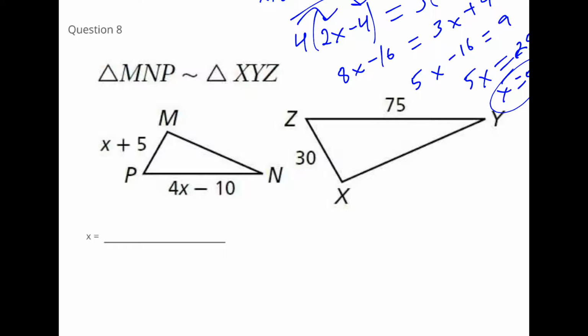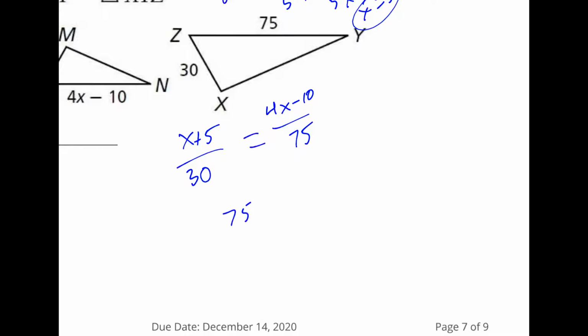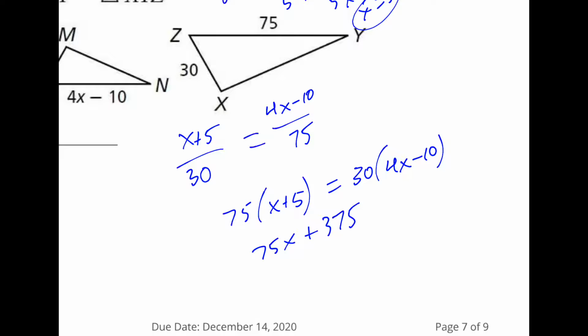This next one, a similar story. MN matches up with XY, and MP here matches up with XZ, so x plus 5 is to 30 in the same way that 4x minus 10 is to 75. I can cross multiply from here. 75 times x plus 5 is equal to 30 times 4x minus 10. Whenever there's a quantity, I just keep it inside the parentheses. I distribute, so I have 75x plus 375 is equal to 120x minus 300.